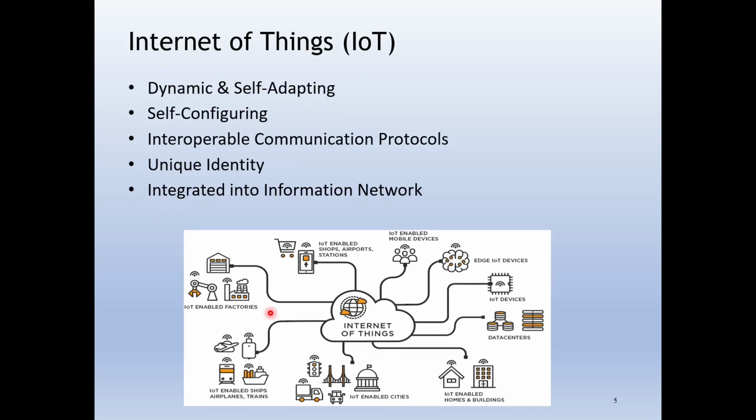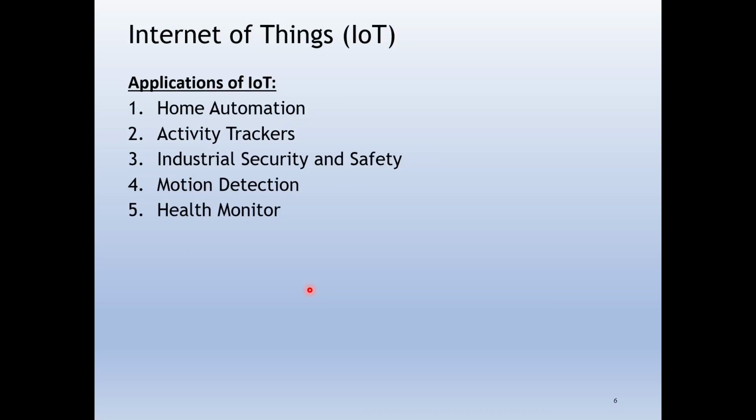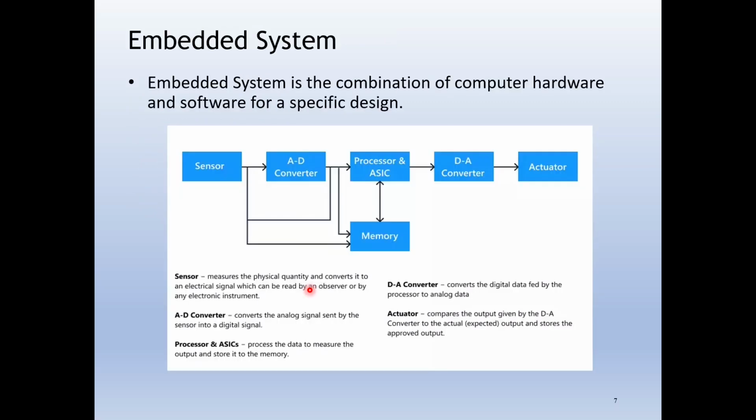So what is Internet of Things? The device which is dynamic and self-adapting, self-configuring, interoperable communication protocols are obeyed, unique identity and integrated into information network. Here is the picture which shows the different types of examples of Internet of Things. Applications of IoT: home automation, activity trackers, industrial security and safety, motion detection, health monitor.